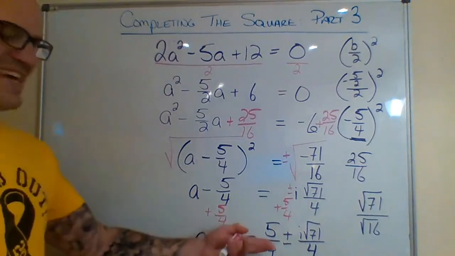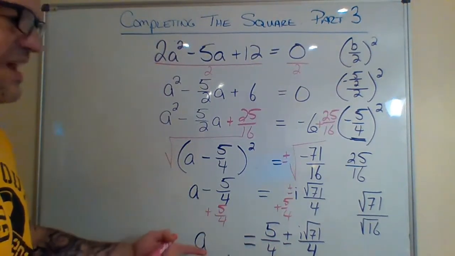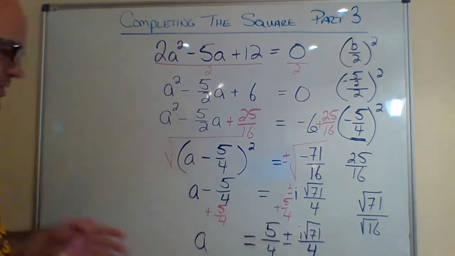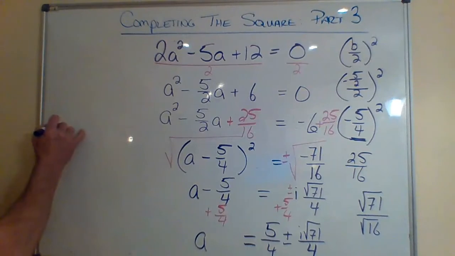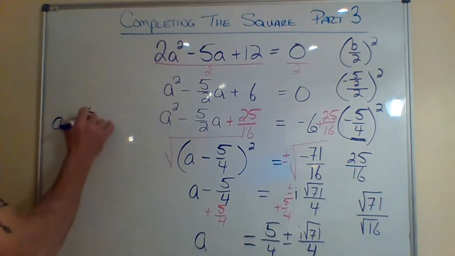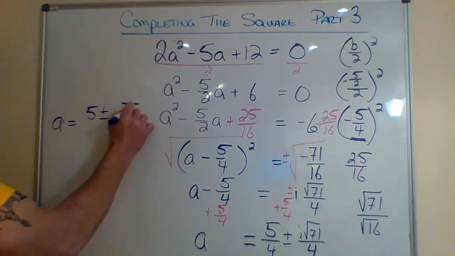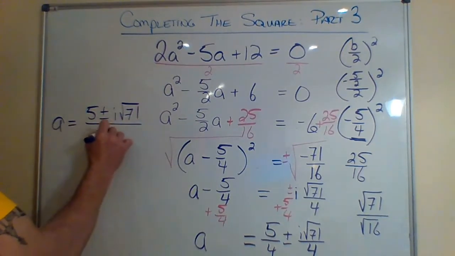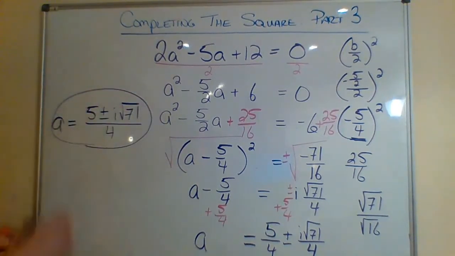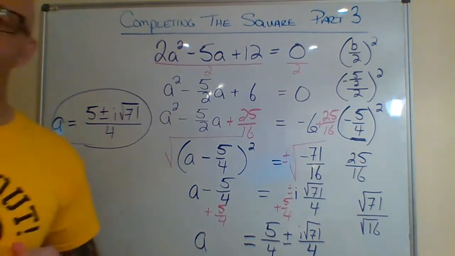Now, that's ugly in itself. We can clean that up a little bit because they're both over 4. So I'm going to jump over here. I can write that as A equals 5 plus or minus I root 71 over 4. Non-real and as ugly as they get.